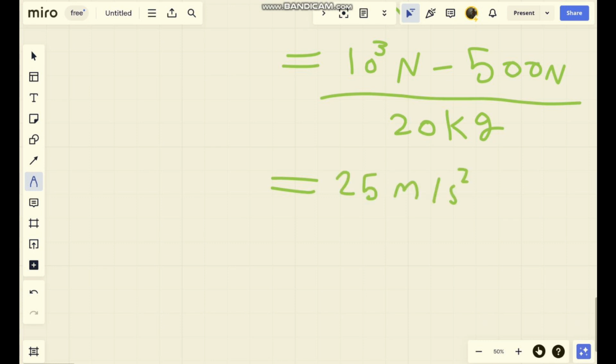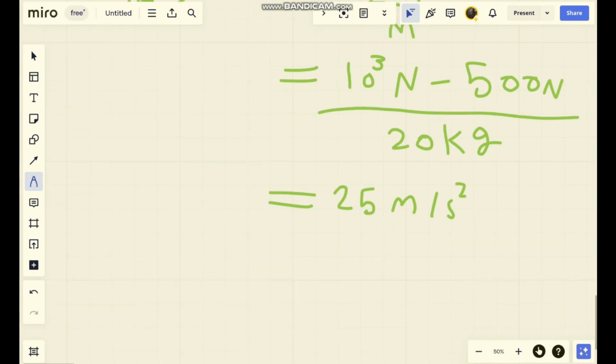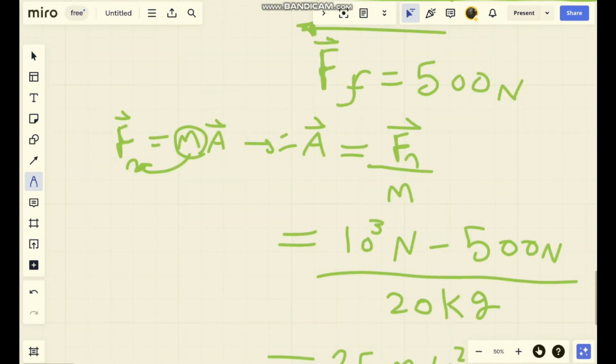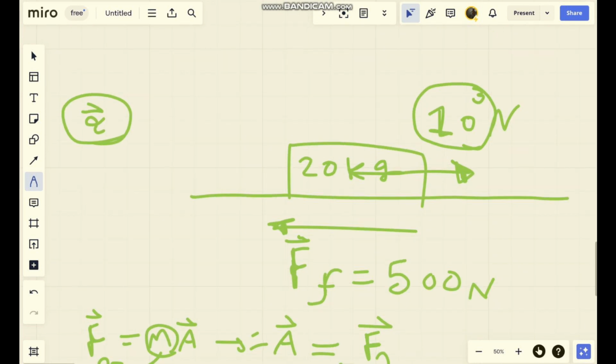Alright, so you should get a magnitude of acceleration of 25 meters per second squared. That's a lot, right? Take a second, see if you can find the direction of the acceleration. Yep, you were correct, it was this direction. Just kidding, false. Acceleration was this direction.